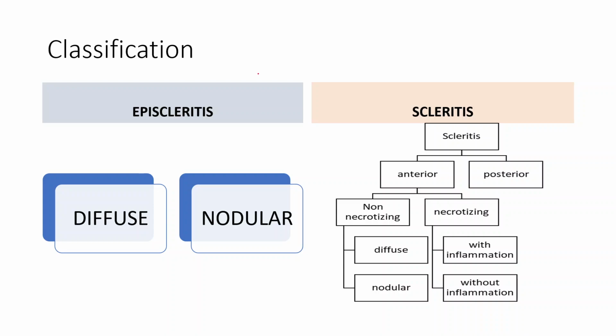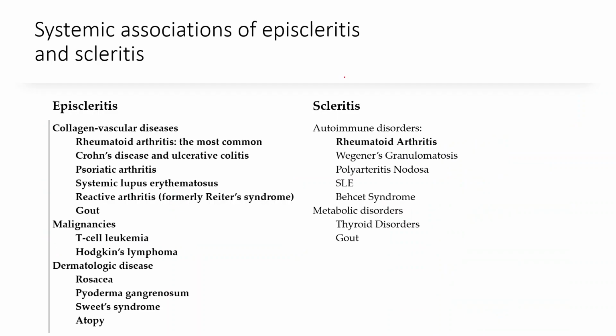So let's classify them. Episcleritis has a simple classification. It can be diffuse or nodular, whereas for scleritis we follow the Watson and Hyre classification, which is time tested and holds good even today. Scleritis can be classified as anterior and posterior. In anterior we have non-necrotizing and necrotizing. In non-necrotizing we have diffuse and nodular. In necrotizing we have with inflammation and without inflammation. Another way of classifying scleritis is based on whether it is caused by an infectious etiology or an autoimmune condition.